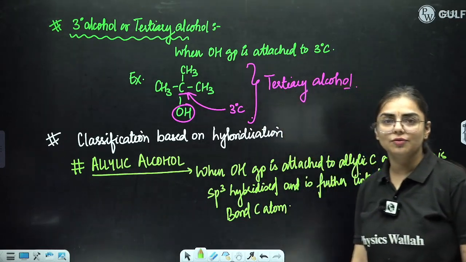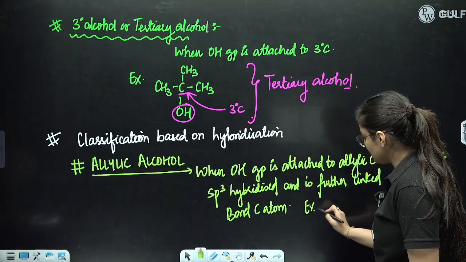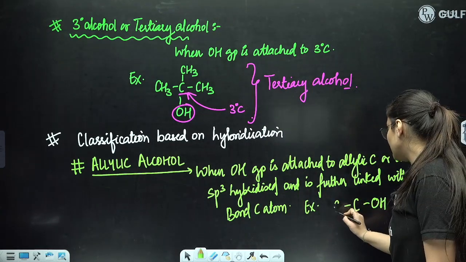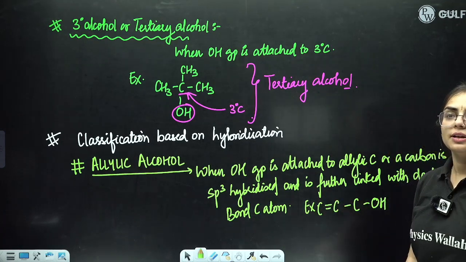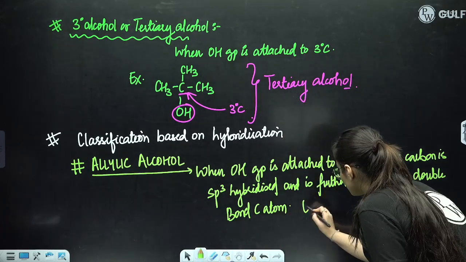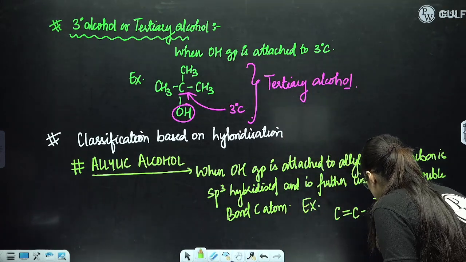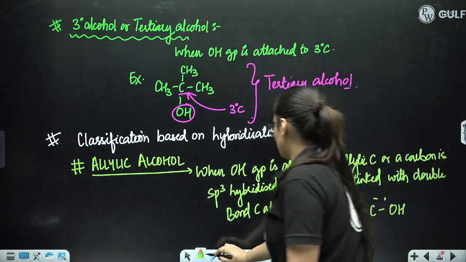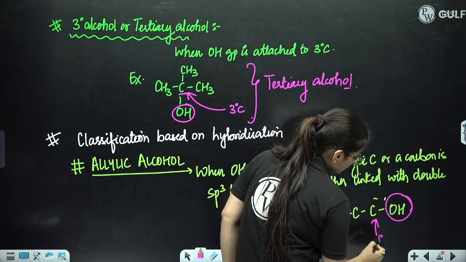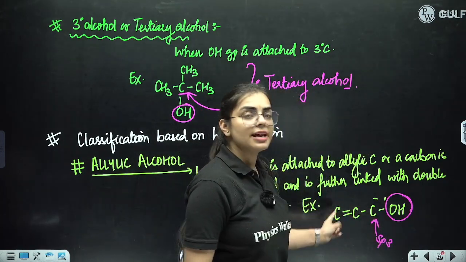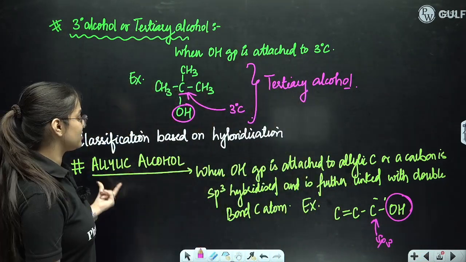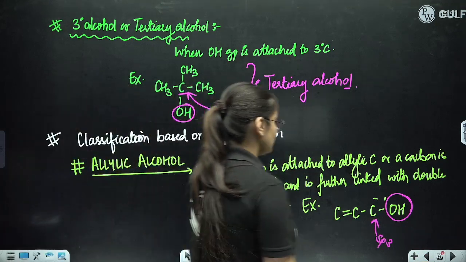Let's see the example of the allylic alcohol, students. The example is very easy. This is our OH group. This is linked to a carbon which is further linked to a doubly bonded carbon. Getting my point, everyone? This is your example, students. Now just observe it over here. This OH is linked to a carbon which is sp3 hybridized, very simple. And this is linked further to a doubly bonded carbon atom. So this is an allylic alcohol. Clear with this part? That's really great.